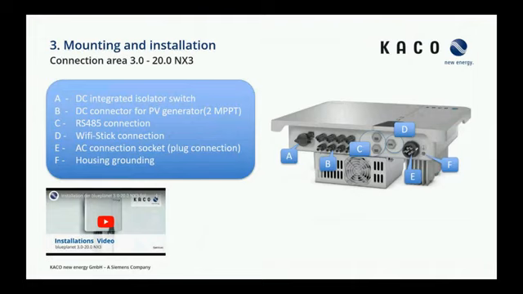Point D is a USB connection. This is for the Wi-Fi stick. Point E is the AC connection again, and on the completely right side, you can see the housing grounding.